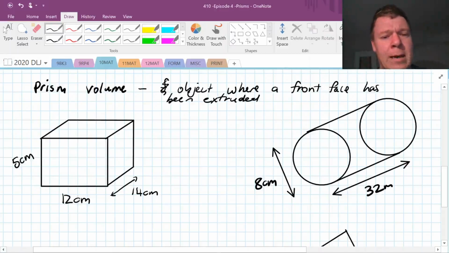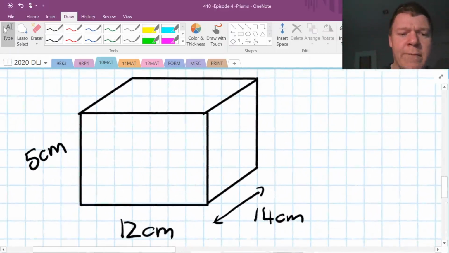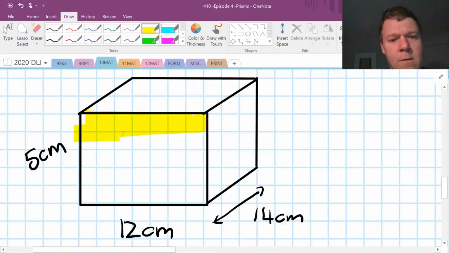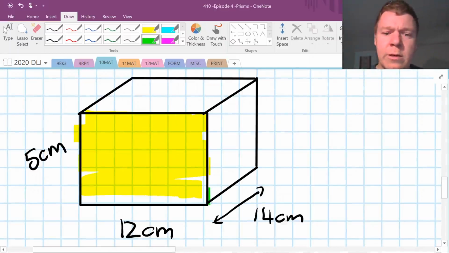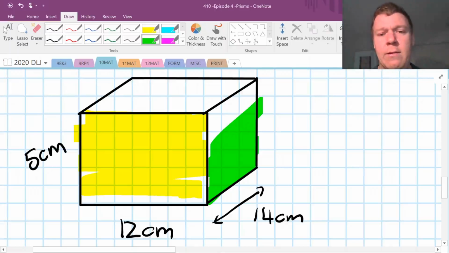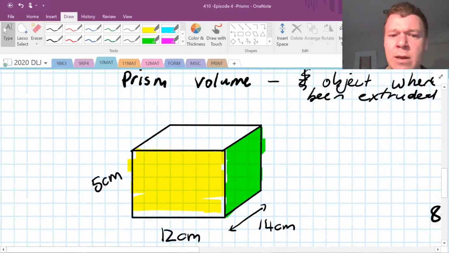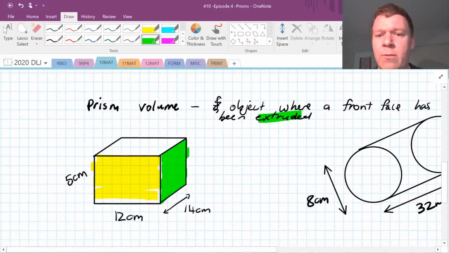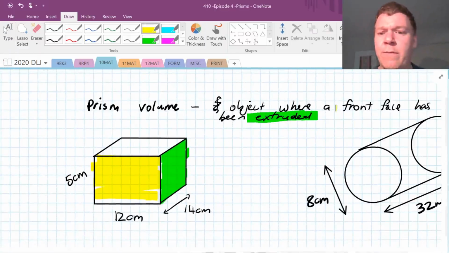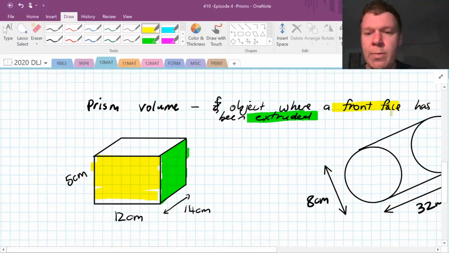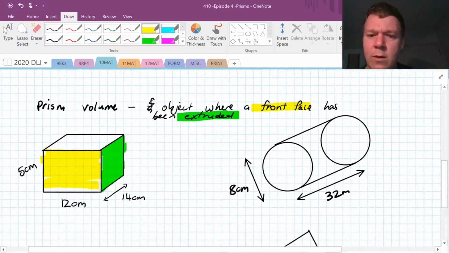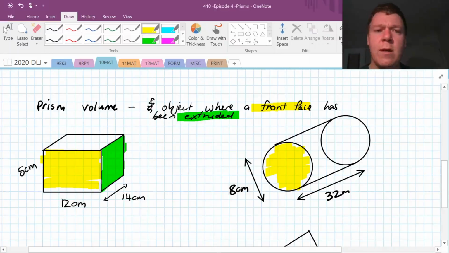So what we have here, we have a front face and it's been extruded into the 3rd dimension, the Z direction. So that's what I mean by extruded. So the front, something's got a front face and it's just been pulled. Okay, so with the cylinder, we got a front face and it's pulled.